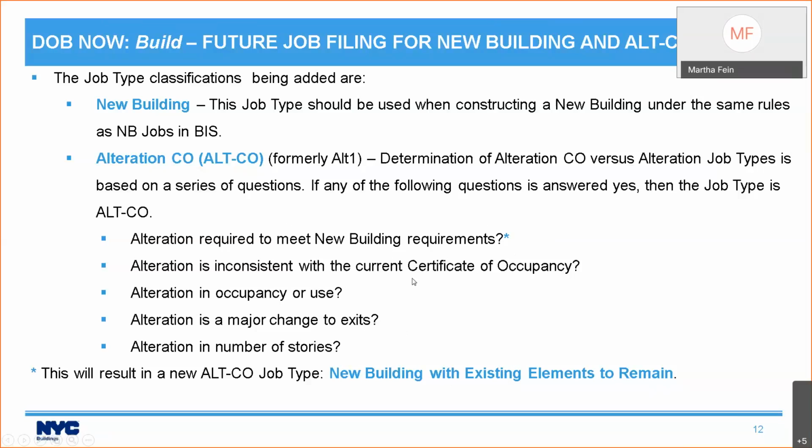Alteration is inconsistent with the current certificate of occupancy, alteration in occupancy or use, or alteration is a major change to exits. If you answer yes to any of those three questions, then it will be an Alt-CO. And only if you answer no to all of them will the next question pop up. The last question asks, is this an alteration in the number of stories? If you say yes, it's an Alt-CO. If you say no, then it is an alteration job. So you must answer no to all of the questions for an alteration job. Otherwise, it will be an Alt-CO of one type or another.